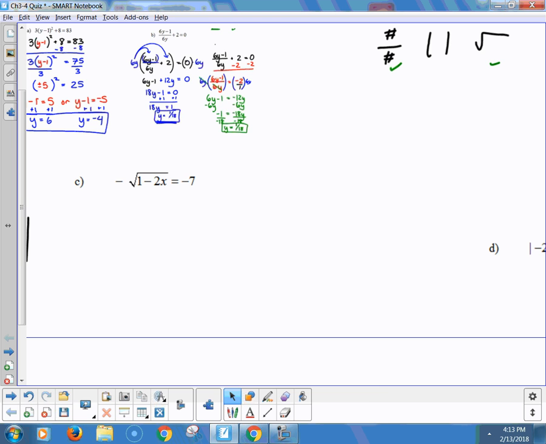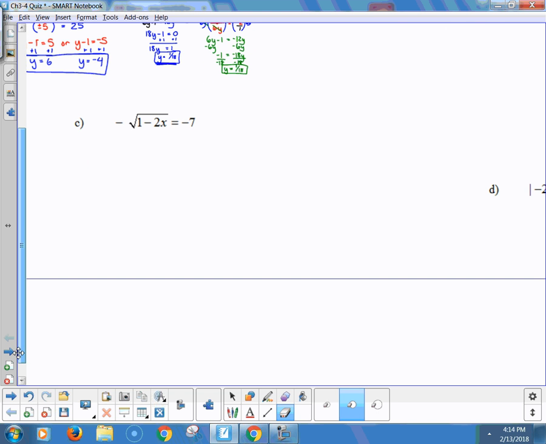Number C. So looking at number C, I see a square root. We just better make sure we don't get an answer that makes the inside of our square root negative. And we also should check our answer and make sure that when we plug it in, we do get a -7 for an answer.